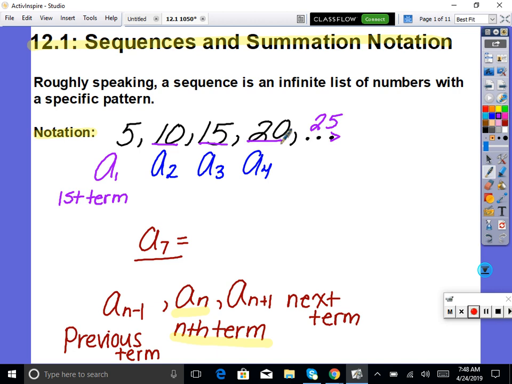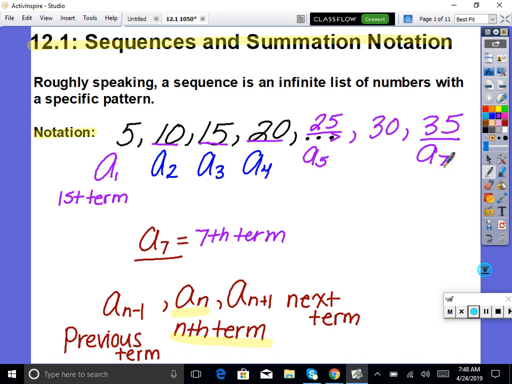So if I said to you, a sub 7, what term am I asking you to find? The 7th term. So if I asked you to find the 7th term, what would it be? So right here would be a sub 5, wouldn't it? So then after that we'd have a 30, and that would be our a sub 7, our 7th term. So our answer would be 35.